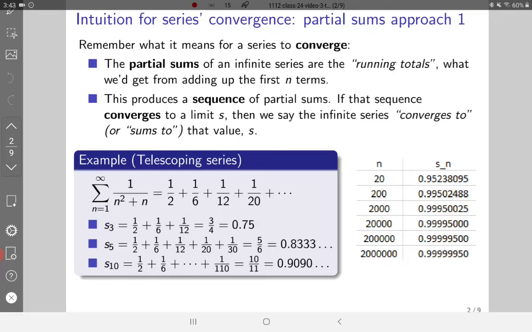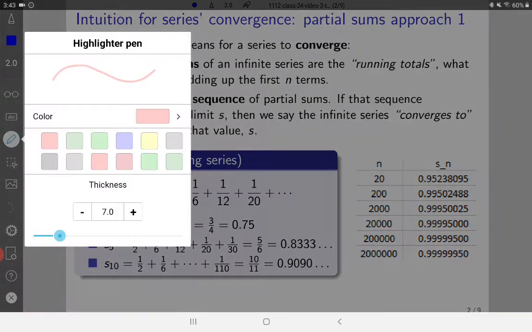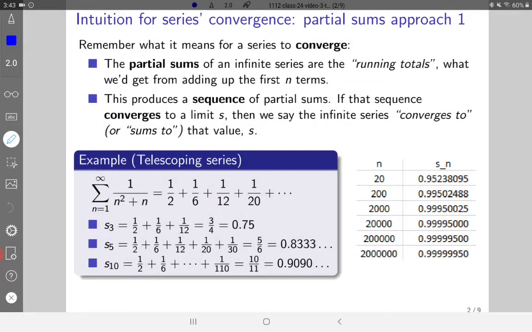So just to give you a little more evidence to convince you of that, and this is also hopefully a good refresher reminder of some topics that have arisen in some prior videos. Remember what it means for a series to converge. We'd be looking at the partial sums, the running totals of adding up a first initial block of a bunch of terms from the series. So the partial sums of a series are the running totals, what we would get from adding up the first 3 terms, the first 5 terms, the first 10 terms, and so on.